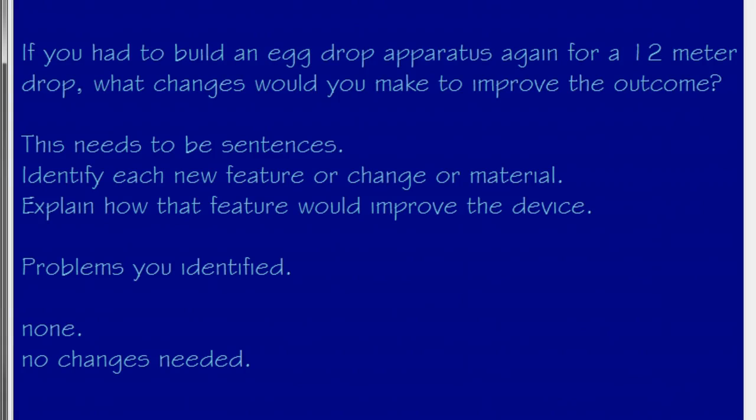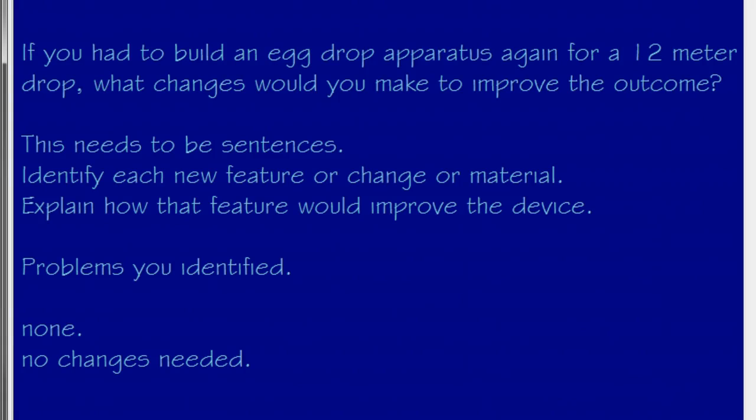Think about iPhones. If we just had the attitude of no changes needed, then we would all be using the original iPhone and Apple would not be releasing a new one every year or so. So there always can be an improvement. You can improve materials, make it lighter, make it tougher, make it easier to access, make the parachute larger so it lowers the velocity. You could include more cushioning to extend that compression time even more.